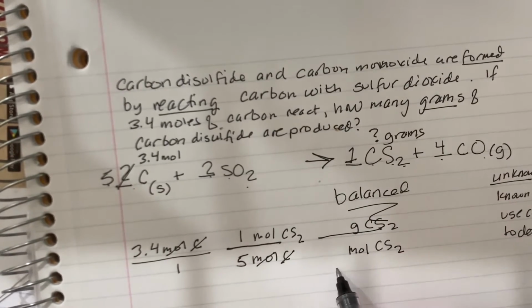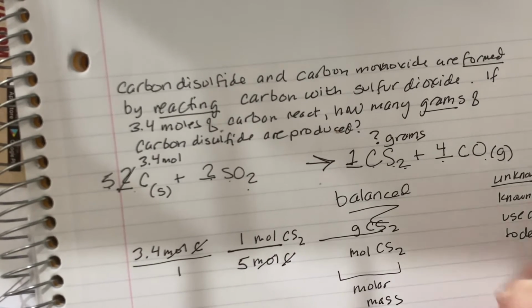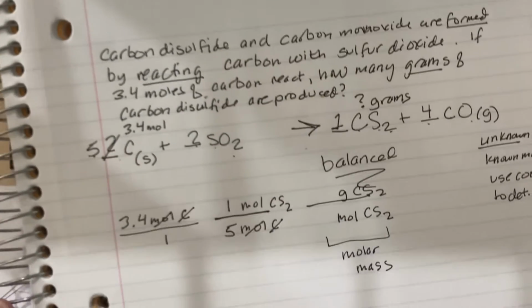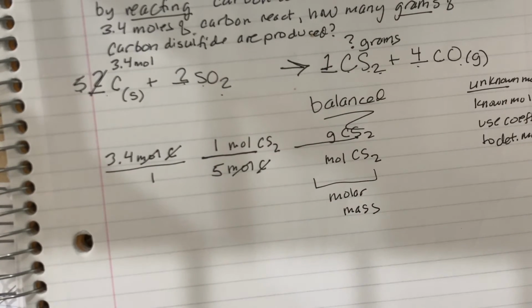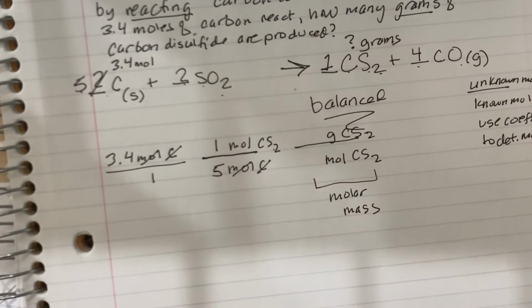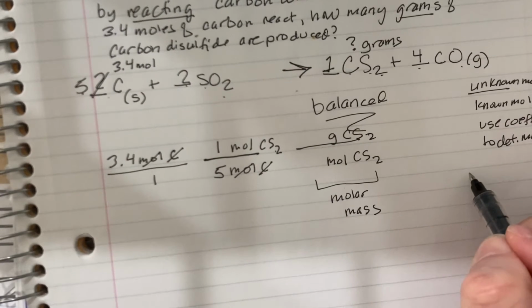Notice the molar mass has to have the same chemical on the top or the bottom. You can't go from moles of carbon to grams of carbon disulfide. We don't have a ratio for that. We have a ratio from moles of carbon to moles of carbon disulfide. We have a ratio from moles of carbon disulfide to grams of carbon disulfide. And that's using molar mass. Okay, so let's find out.